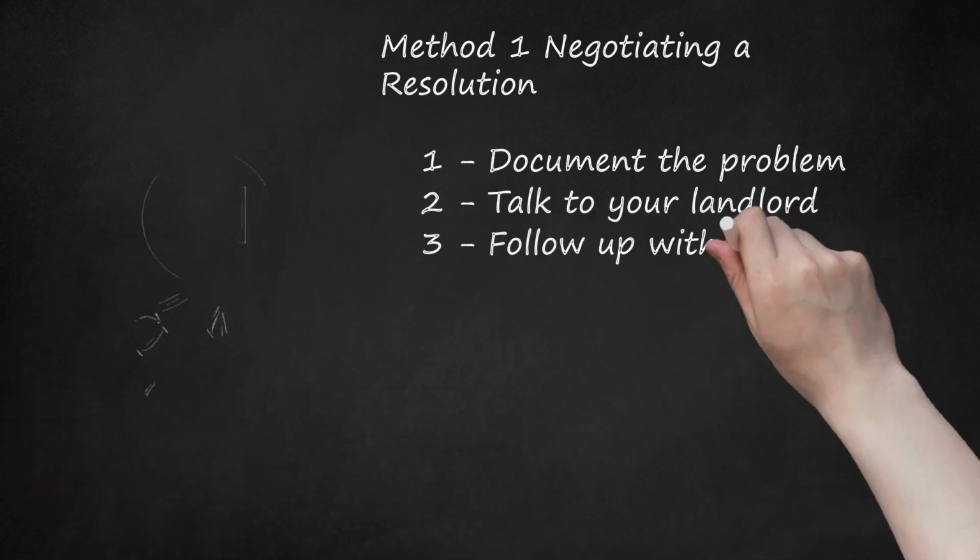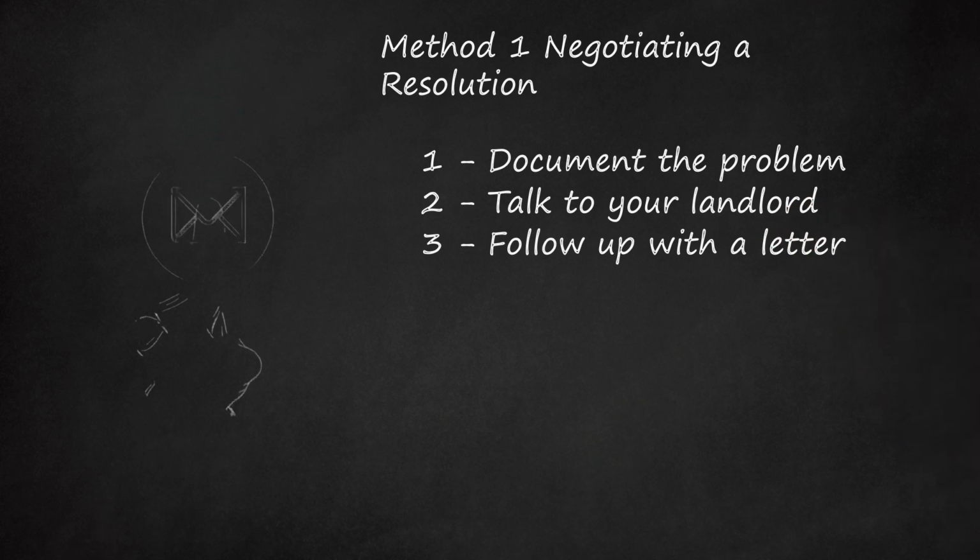3. Follow up with a letter. If your landlord won't solve the issue, you need to follow up in writing. Send either a letter or an email. Mail letters certified mail, return receipt requested. The purpose is to document in writing that you have spoken to your landlord. Include the following information. The issue.